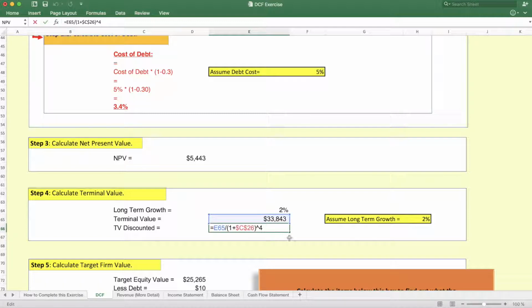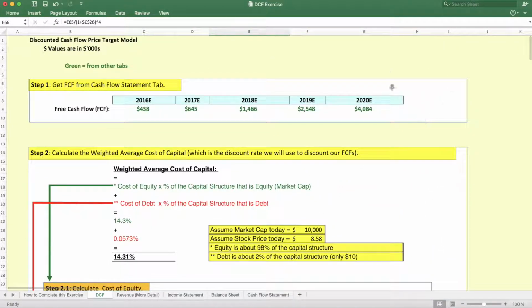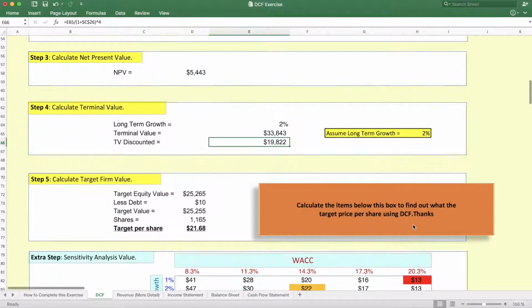So we did it. We discounted by 4 years. We took 33.8, which is right here, right? 33.8, discount 1, 2, 3, 4. Actually it'll be 4 because it'll be right here. Okay, there. All right, so that is what you got.